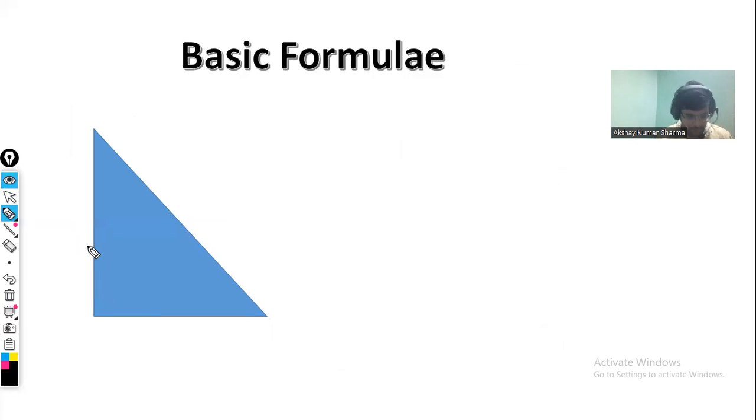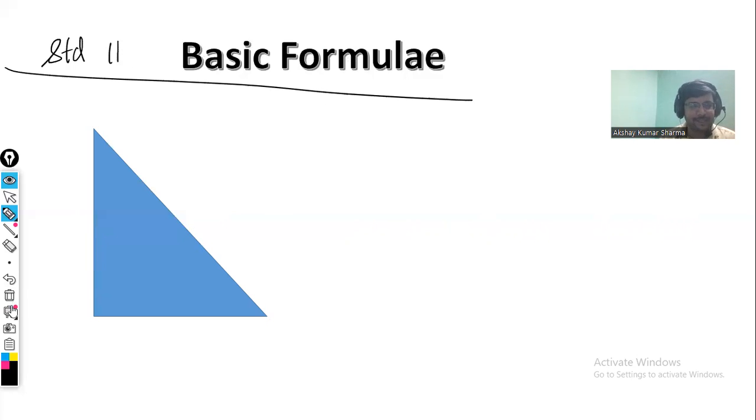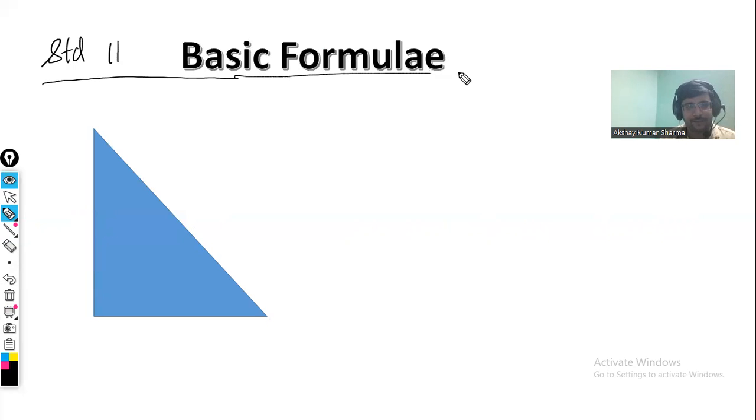Now let's move on and start standard 11. From here onwards, we are starting the standard 11 basic formulas. Let's write down over here: standard 11 basic formula. These lines do not look nice to me, so let's give a line here. Fine, nice. Now let's get started with the standard 11 basic formulas.